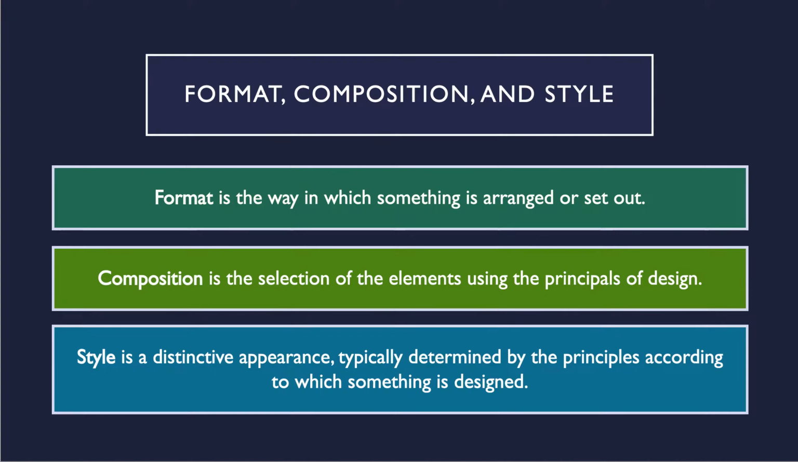So, format is the way in which something is arranged or set out. Composition is the selection of the elements using the principles of design. And style is a distinctive appearance typically determined by the principles according to which something is designed. Now, let's look at this a little more closely.